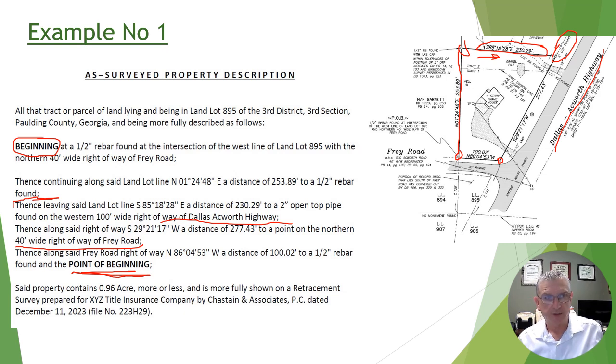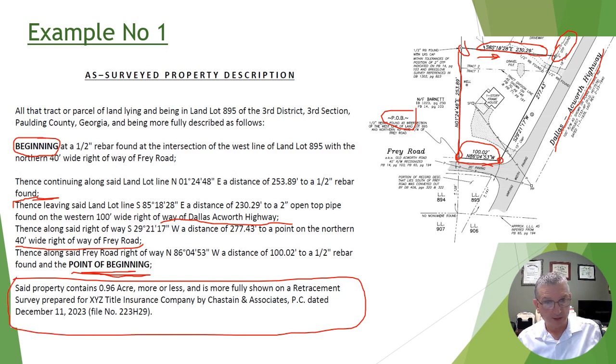You could stylistically say the point of beginning is a 1/2 inch rebar, thence from said point of beginning being established, blah, blah, blah. But this is my style. This is what I suggest because it's concise and repeatable. But here's the last call, 100.02 feet back to the point of beginning. Poof. The footnote: said property contains 0.96 acres.